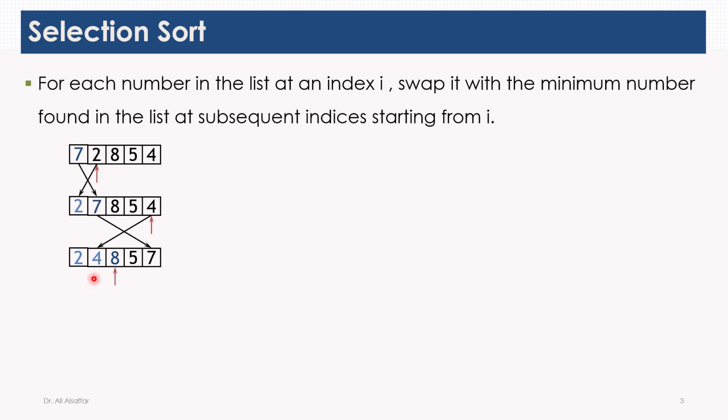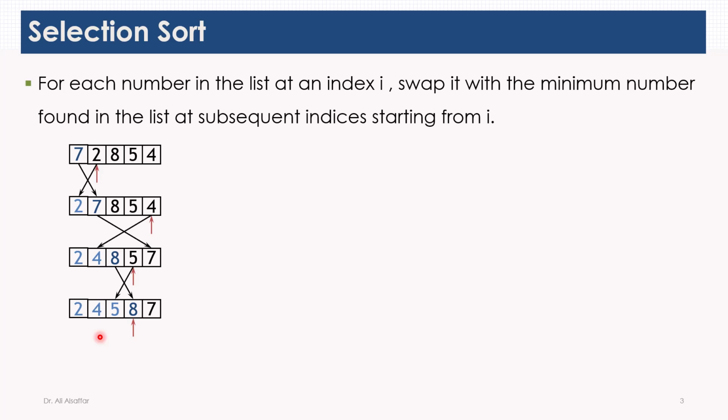Next is 8. We have to look at all elements on the right-hand side of 8 and find the minimum. So we search 8, 5, and 7, and 5 is the minimum, so we swap 5 and 8, and now 5 is the third minimum integer in the array. So now the first minimum is inserted at index 0, the second minimum at index 1, and the third minimum is inserted at index 2. Now is the time to check 8, and also we look at all elements on the right-hand side of 8.